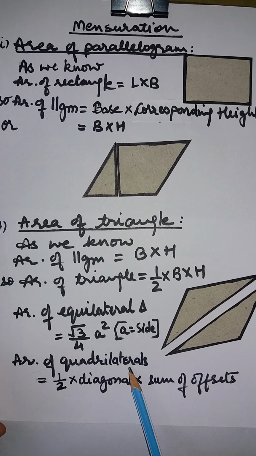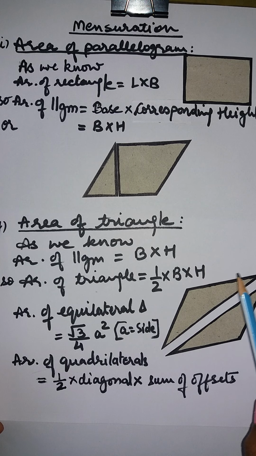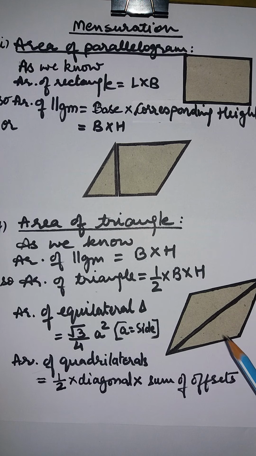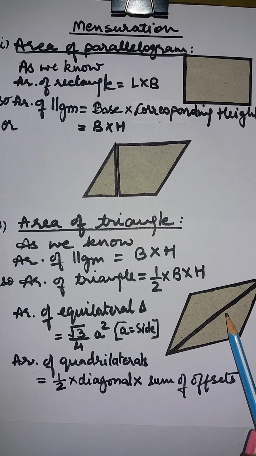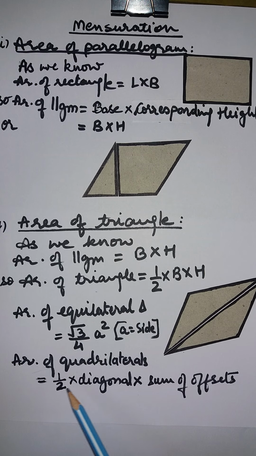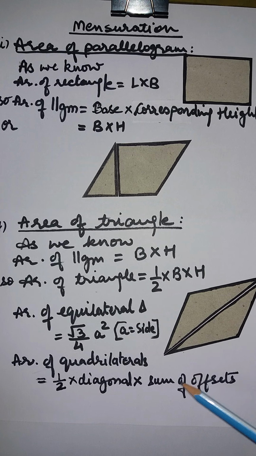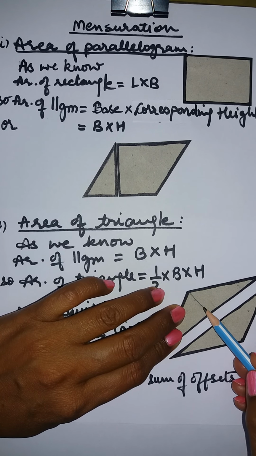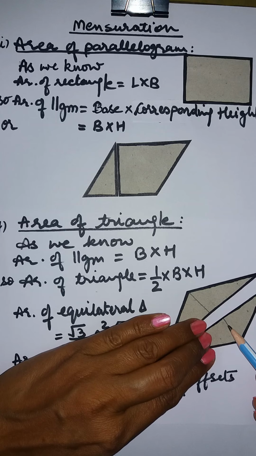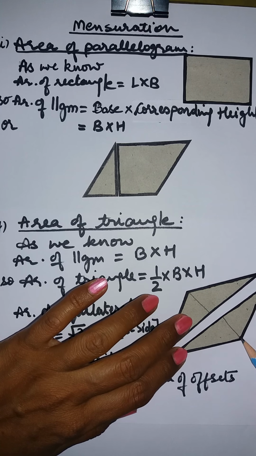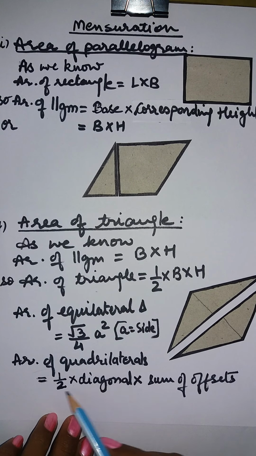Area of quadrilateral. If we say this is a quadrilateral, yes, we know a parallelogram is also a quadrilateral. So using the parallelogram, we can find out the area of this quadrilateral. We add the areas of the two triangles in it. So half into diagonal multiplied by the sum of offsets. The sum of offsets is nothing but the altitudes of the two given triangles. These are the altitudes of the two given triangles. So this is the base, this is the height. This is the base and this is the height. So when we add them, we finally get this formula.